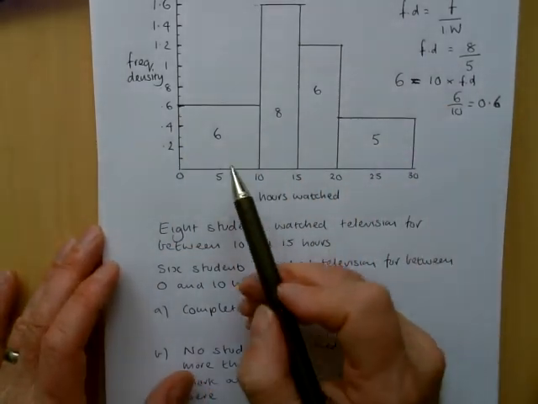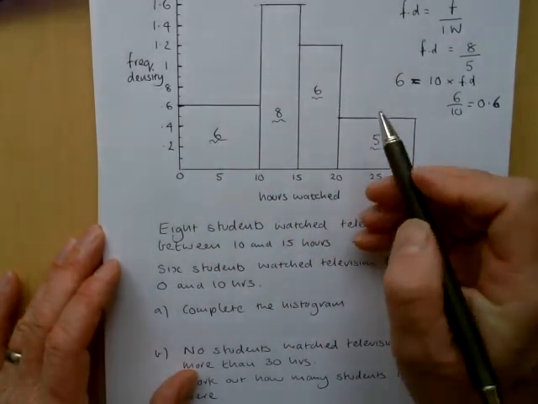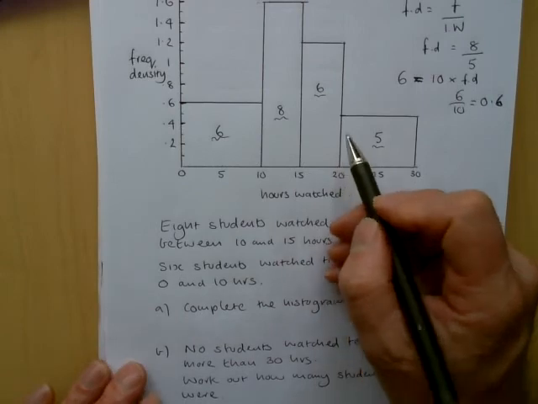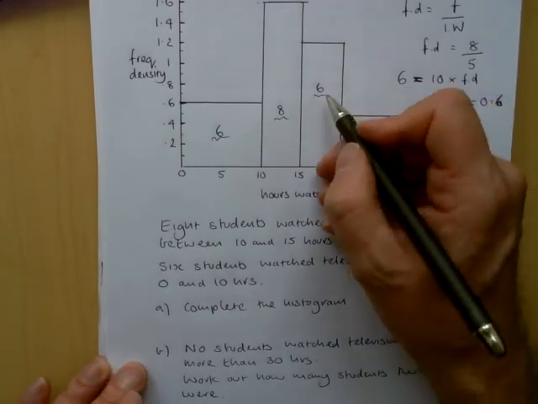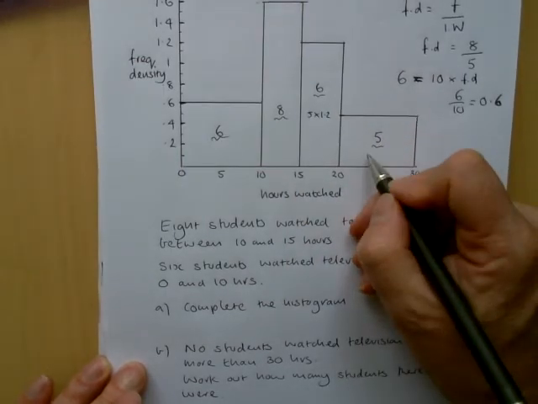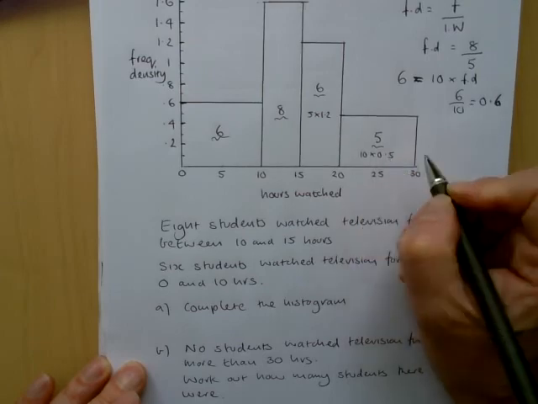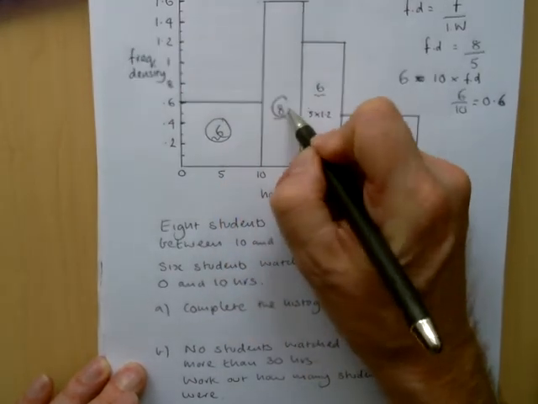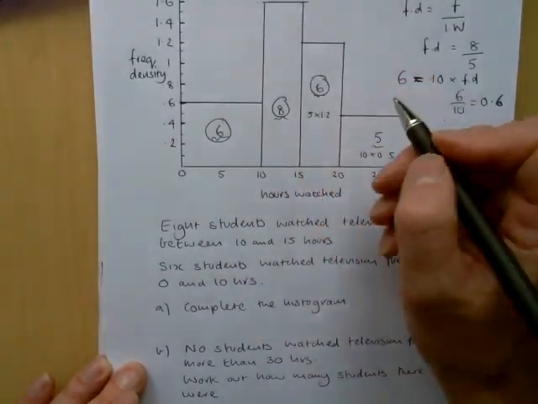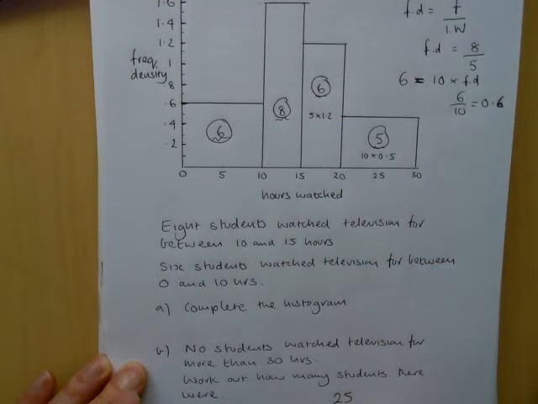So I've written the frequencies in the middle of the bars. Frequencies are found by doing the interval width times the frequency density. So that 6 came from 5 times 1.2, and 5 came from 10 times 0.5. So we've got frequencies of 6 and 8, which is 14, and 6 is 20, and 5 is 25. So it's 25 students altogether. That completes that question.